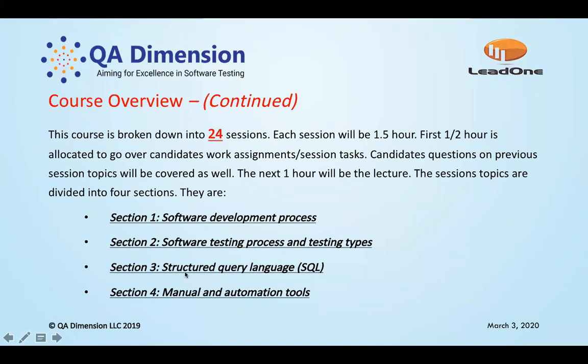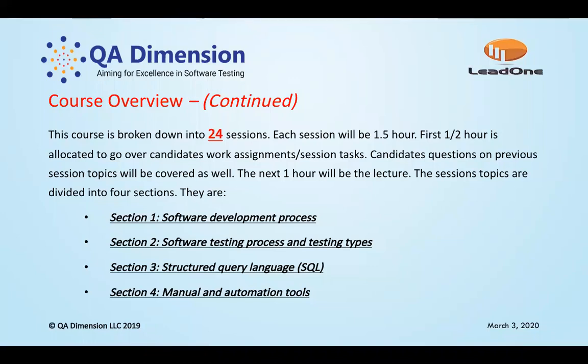And the third section is SQL. SQL is a very crucial thing for you guys because a lot of the time the interviewer is going to ask you about SQL knowledge. That's why the entire section is allocated for that. And section 4 is the manual and automation tools. In this section, Mashek Bhai will be teaching you some automation testing using Selenium. And I'm also going to show you some sort of manual testing tool.